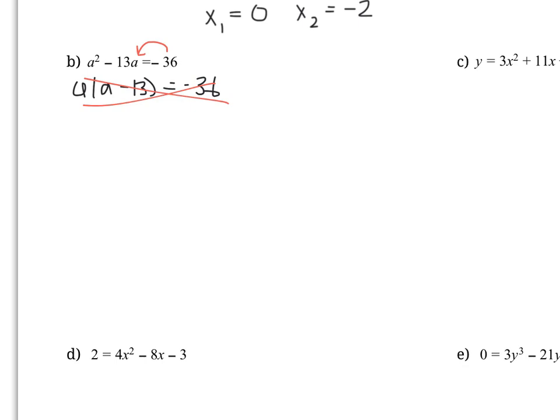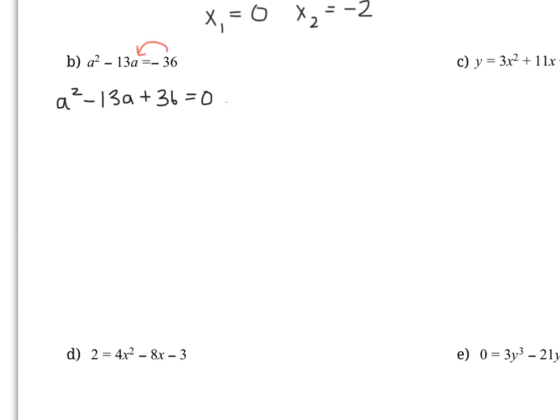So I'm going to bring that -36 over and set it equal to 0. All right, so now I move that negative 36 over, so you should get positive 36. And now this is in standard form. Instead of x, we have a. Not a big deal. If a bothers you so much, cross it out and put an x, but it's the exact same thing.